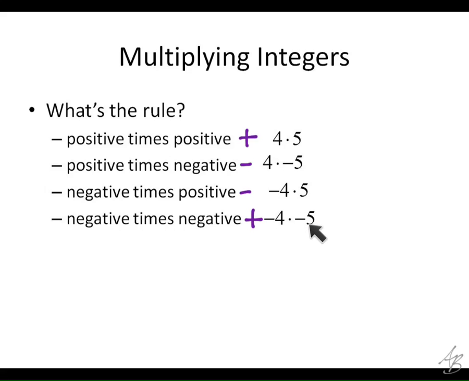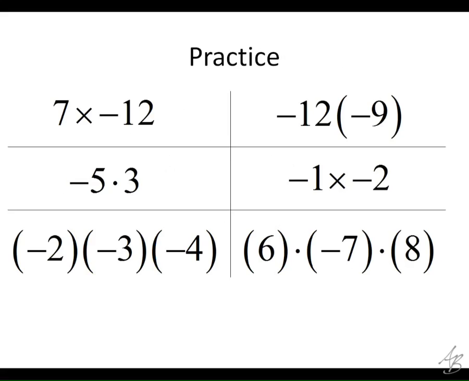How about negative 4 times negative 5? That's going to be a positive 20. So a negative times a negative gives you a positive. All right? So let's do a little bit of practice here. I want you to try to do these. I skipped one again here. Go ahead and try to do these, and I'll come back to that last question.